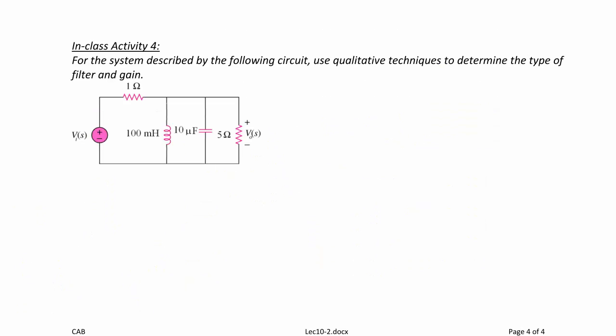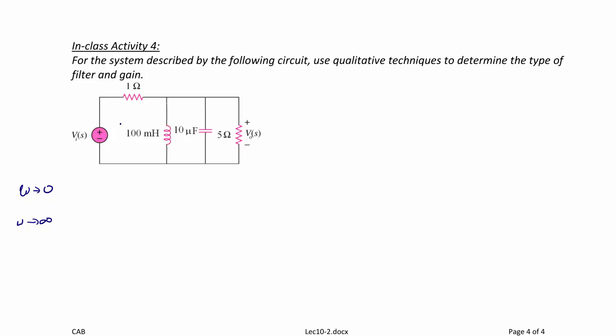Let's do one final example. For the system described by the following circuit, use qualitative techniques to determine the type of filter and the gain. So once again, the qualitative techniques we're going to use is to first just analyze the circuit before we do any of the math. So we'll analyze the circuit for omega approaches 0 and omega approaches infinity.